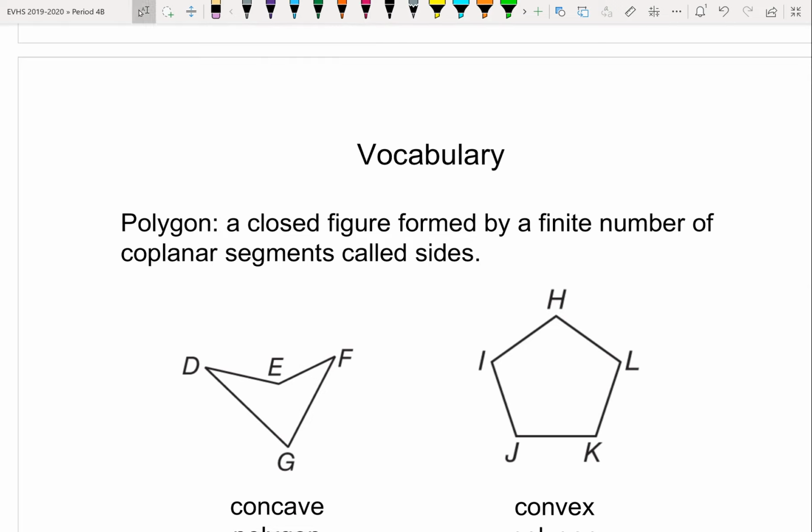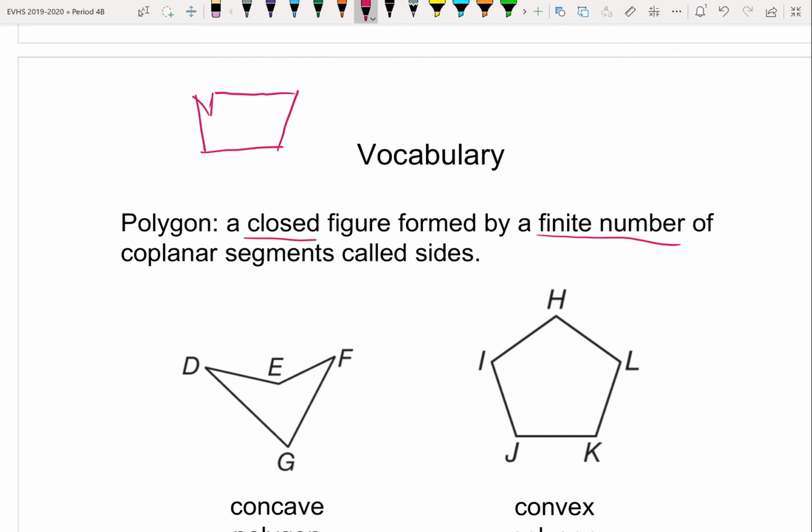A polygon is a closed figure formed by a finite number of coplanar segments called sides. Now, the word closed there is actually very important because we couldn't do something like this. This would not be considered a polygon because we've got this big open area right there. Now, if we were to draw in other sides and close that off, then yes, that would be a polygon.